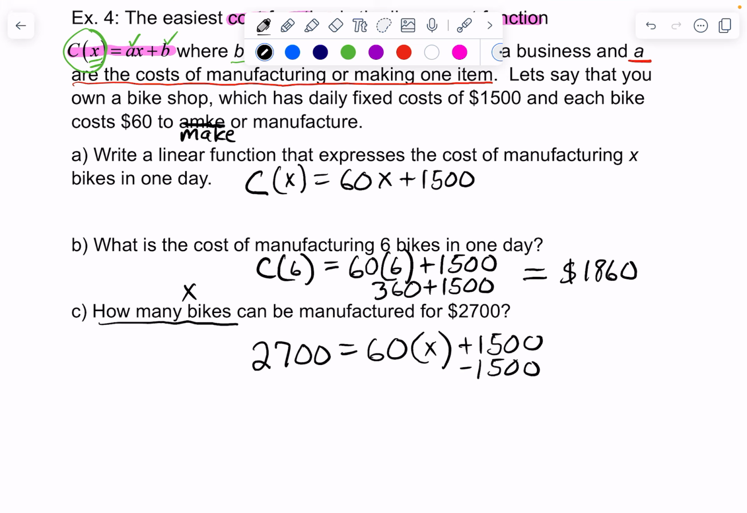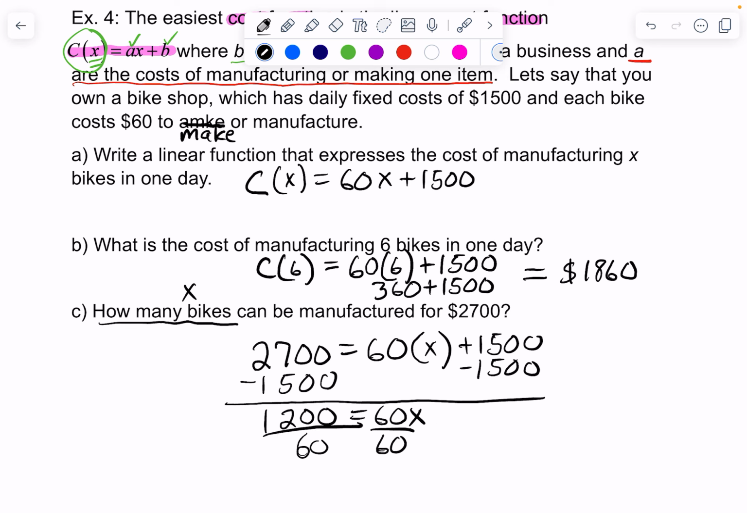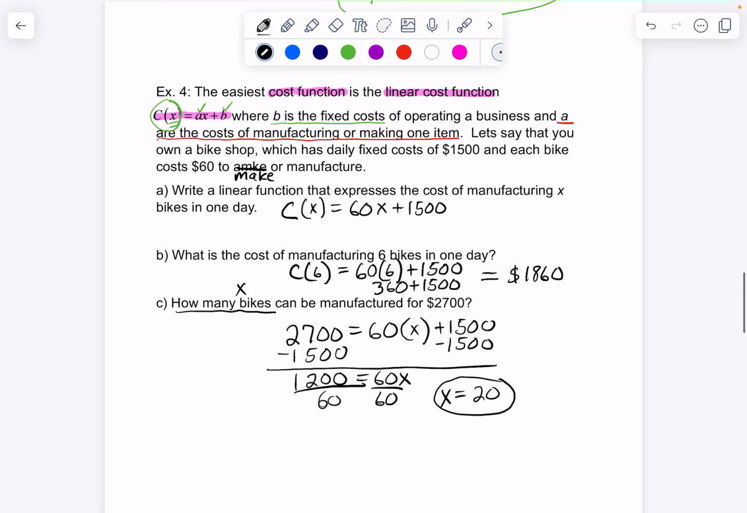Subtract 1,500 from both sides, and you're going to get 1,200 equals 60x. Go ahead and divide 1,200 by 60, and x will equal, trusty calculator if you need, 20. So that means you can make 20 bikes every single day for the cost of $2,700.